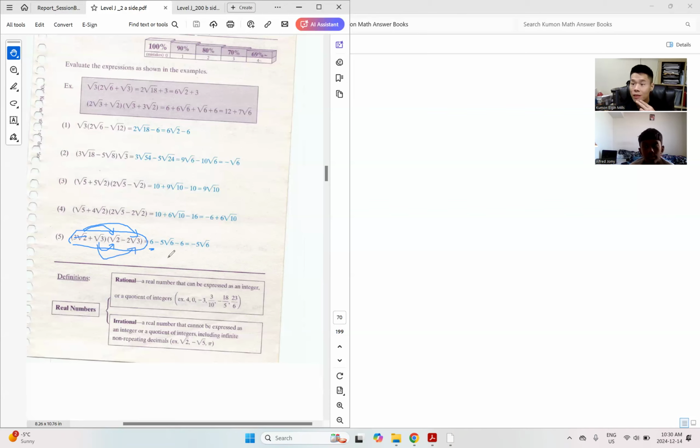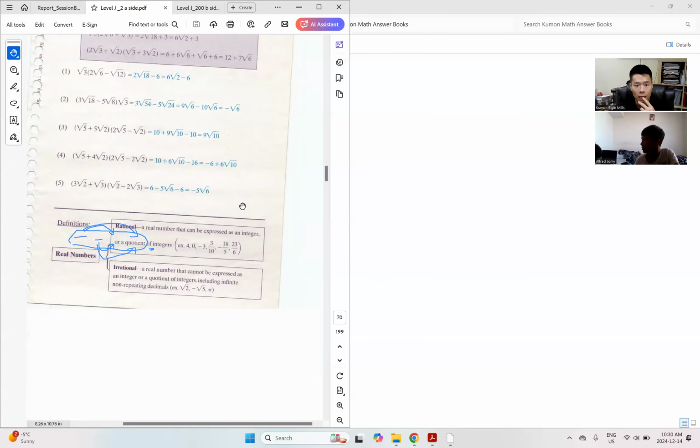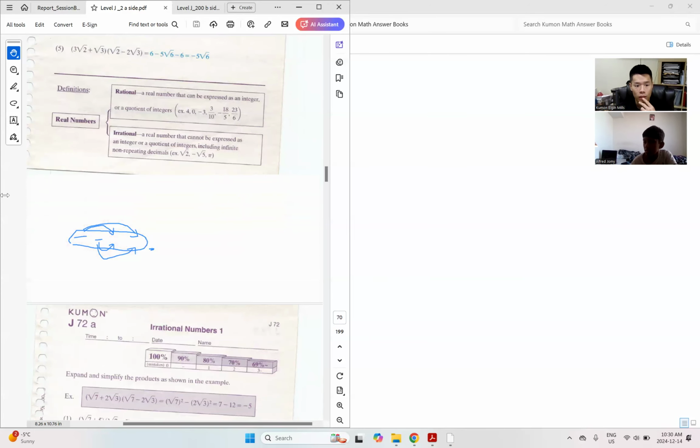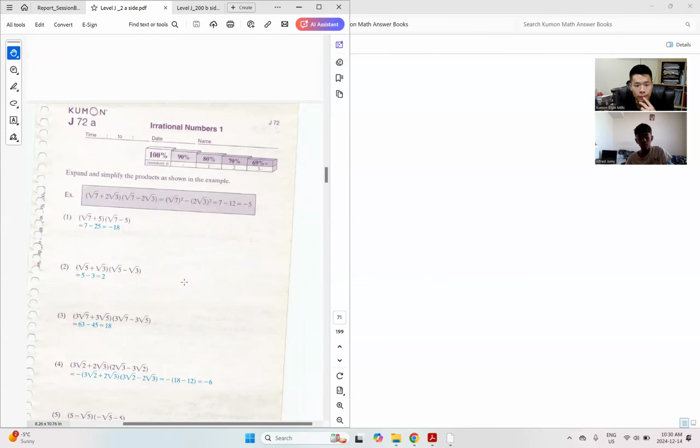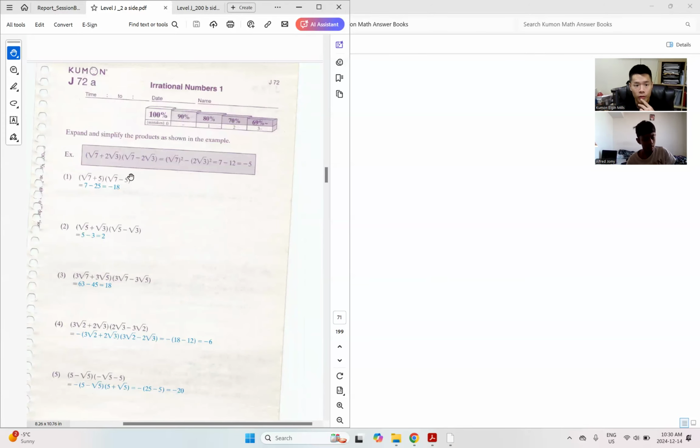Sorry, I'm not understanding what FOIL means. Oh, it's like the method I learned in school. Perfect. So you use this one and you use this one. Any questions for this page? Pretty straightforward, right? Okay, so we can move on. Do you mind moving on to 72? Yeah, we could do that. Okay, let's move on to 72.